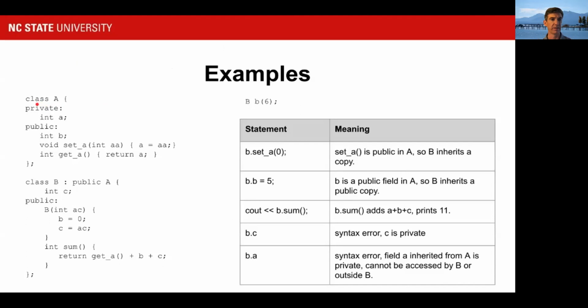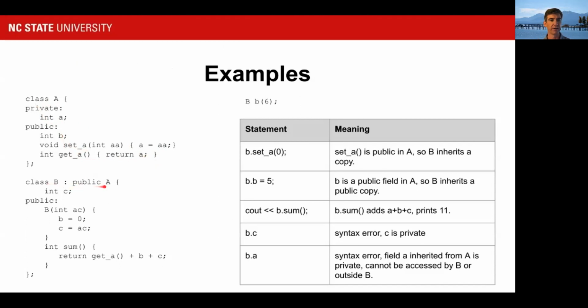We have class A, and inside A we have fields A and B. A is private, B is public, and then it also has a couple of member functions, set A and get A, that allow us to set the A member field to a value or return the member field.